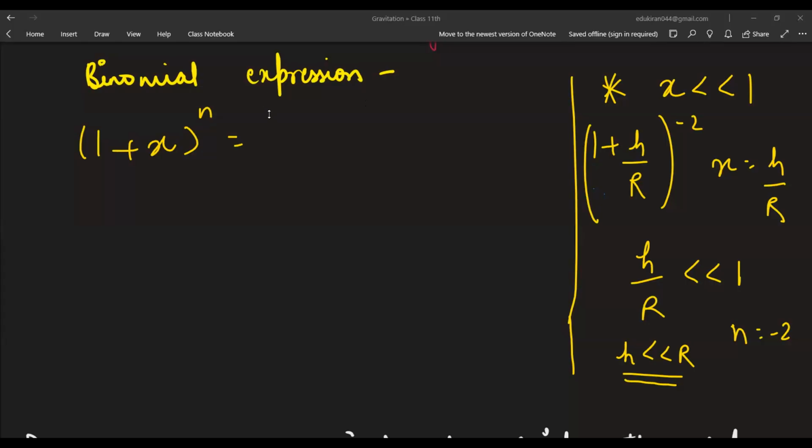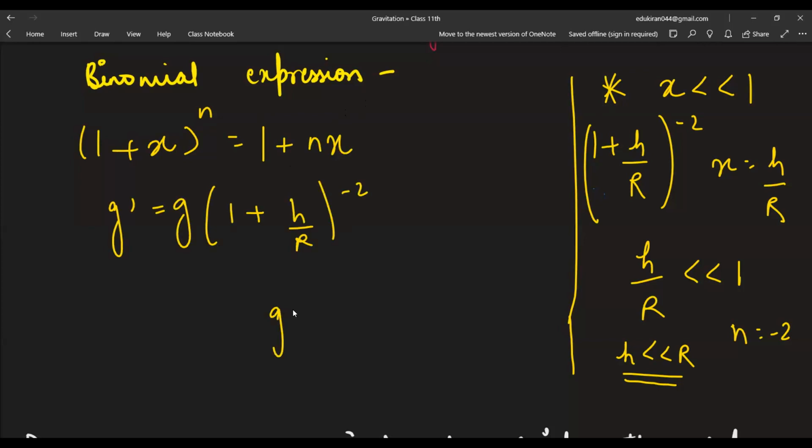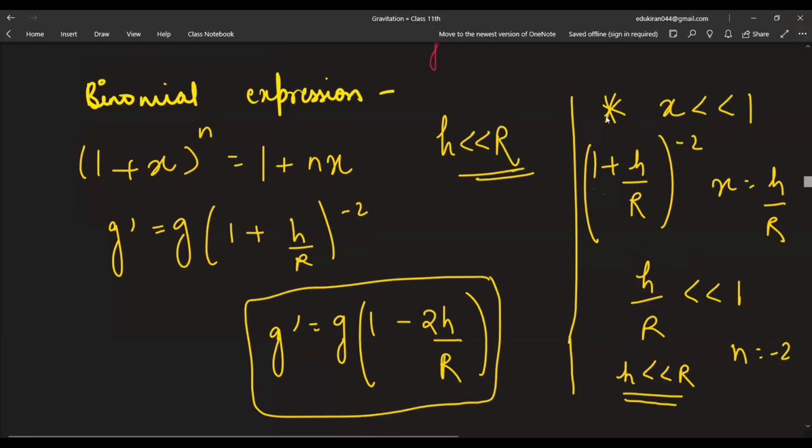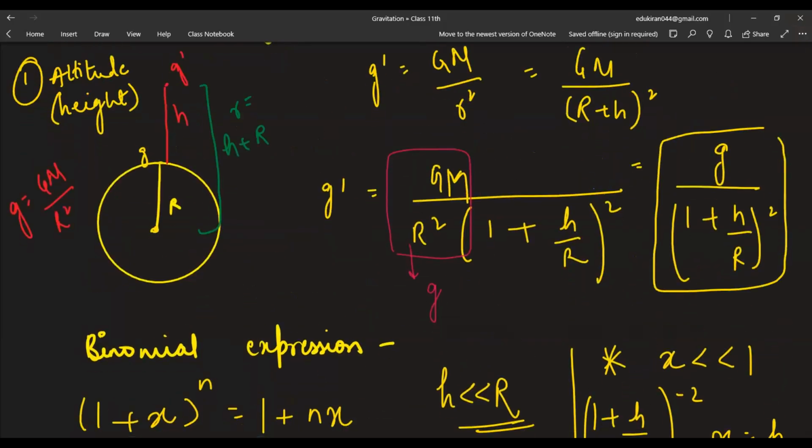So when we are writing (1 plus x) to the power n, this will be 1 plus nx. This is how we write this. So g dash is g (1 plus h by r) to the power minus 2. So what will be the formula? This will be g (1 plus nx). 1 plus nx means minus 2 will be multiplied here. Minus 2 is getting multiplied to h by r. This is the modification in this formula, if your height is very, very less than the radius of the earth. This is the condition. Use this formula. Otherwise, if you do not see this, then straight away you have this formula available: G by (1 plus h by r) whole square.